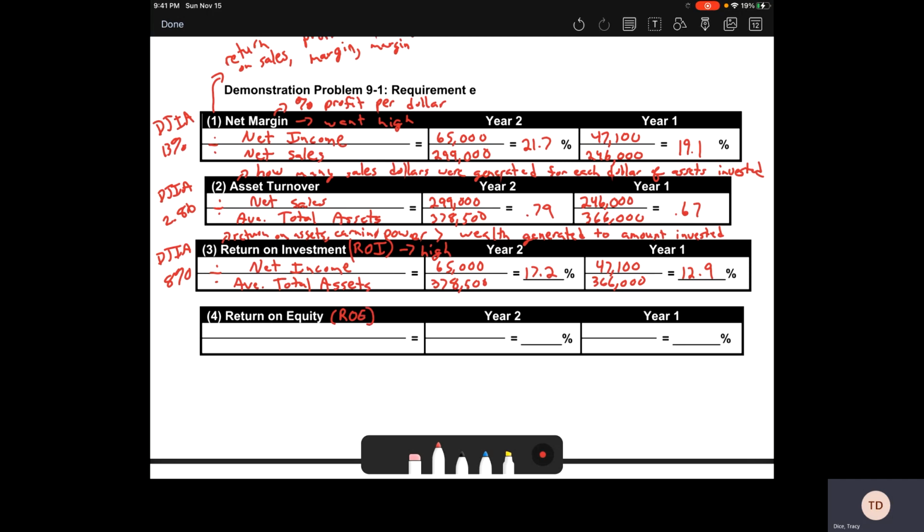So your return on equity is used to measure your profitability of your stockholders' investment.